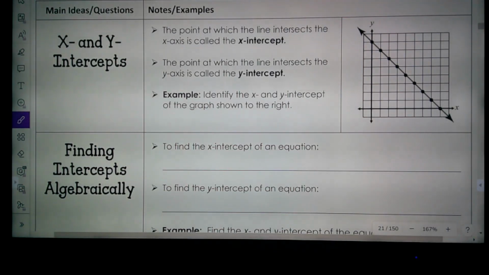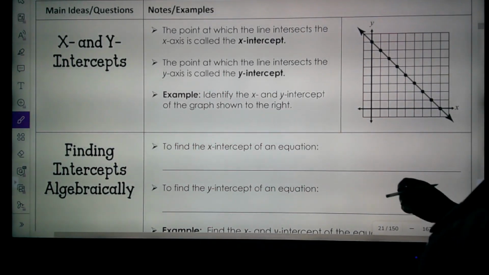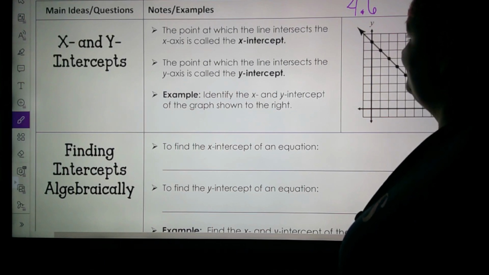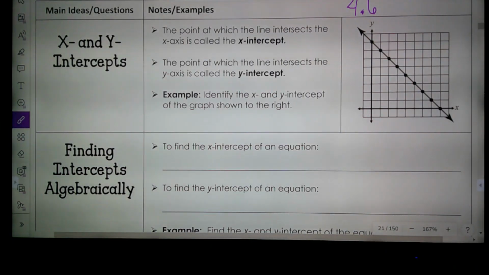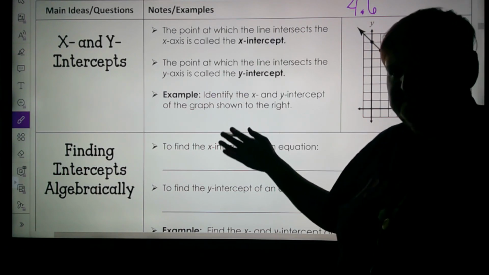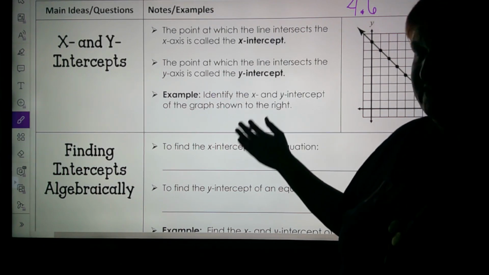Alright, welcome to Unit 4.6. Well, that was a hard one to struggle out. X and Y intercepts. You already know X intercepts because they're also the roots and the zeros.